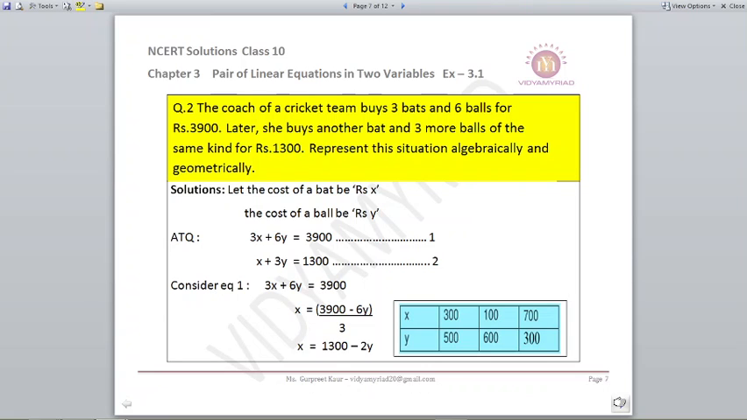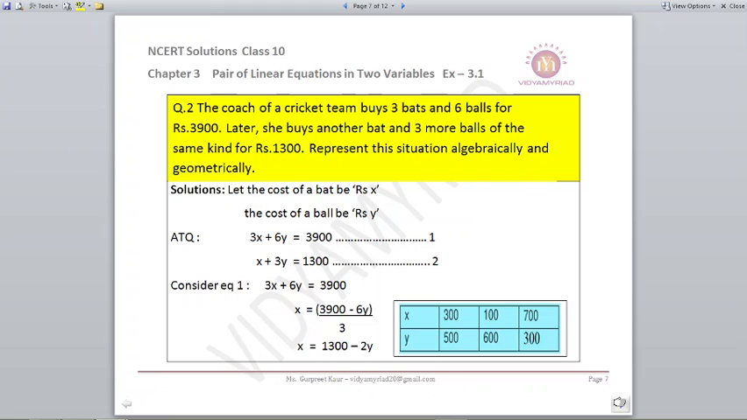Now let us assume the cost of a bat as x and the cost of a ball as y. In case 1, they are telling us 3 bats and 6 balls cost rupees 3900. That means 3x plus 6y is equal to 3900. That becomes your equation number 1. Secondly, they are saying later, means afterwards, she buys another bat and 3 more balls of the same kind for rupees 1300. So the bat is represented by x, 3 more balls means 3y. So x plus 3y is equal to 1300. That represents equation number 2.